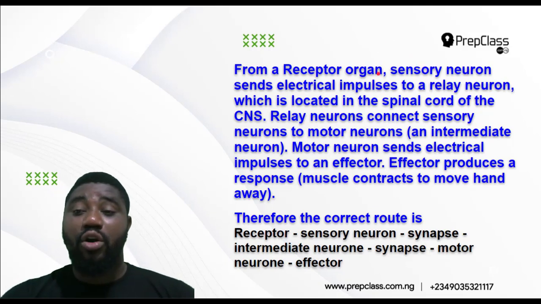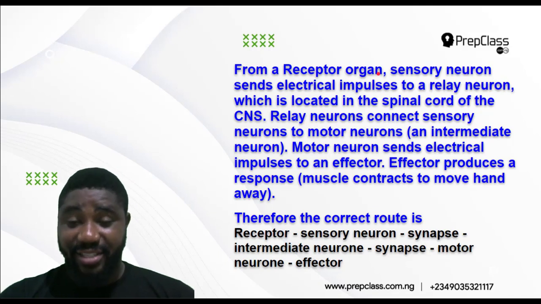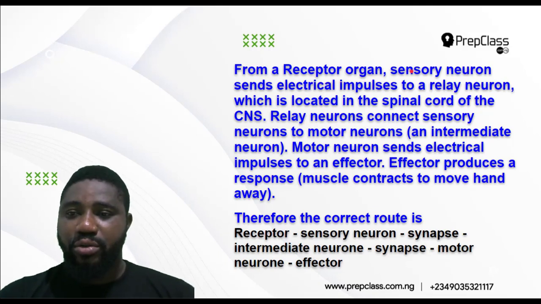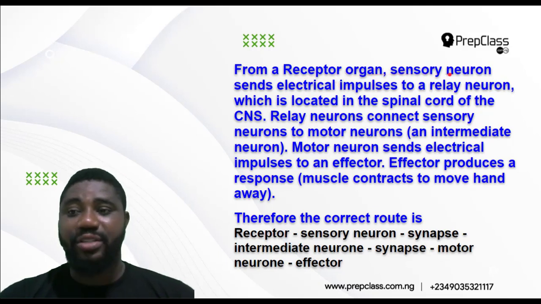So that's why we call these organs sense organs. Every sense organ contains a receptor organ: eyes, nose, tongue, and the rest. Each of these receptor organs has a neuron connected to it. The neuron that is connected to this sense organ via the sensory receptor is called a sensory neuron.